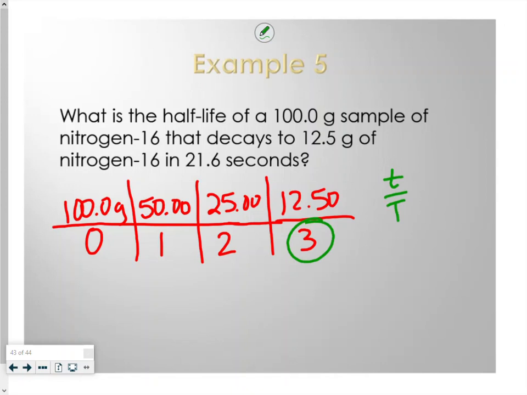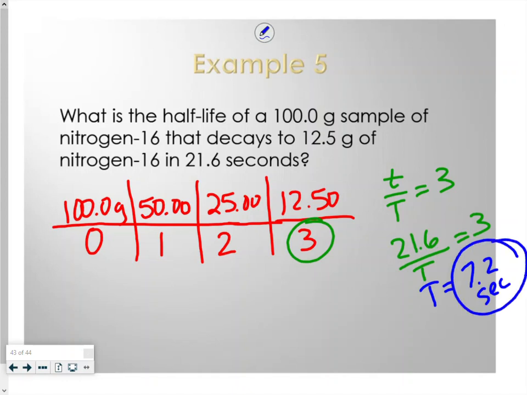T divided by T equals 3 here, right? So we have 21.6 over T equals 3. Really that means 21.6 divided by 3. So our half-life is going to be what? About 7, but let's get the exact number, use our calculator. 7.2 seconds, very good. So this time they wanted you to figure out the half-life time.